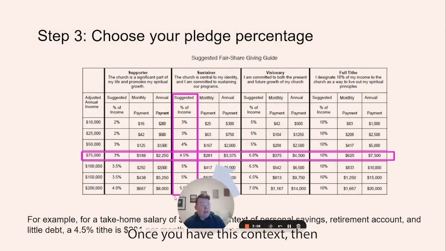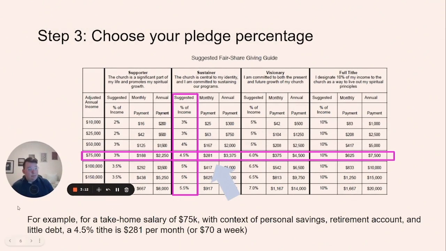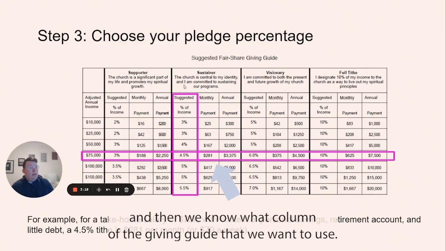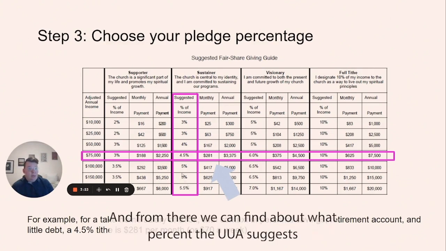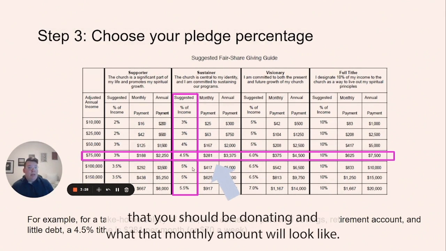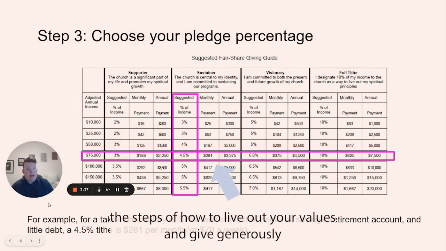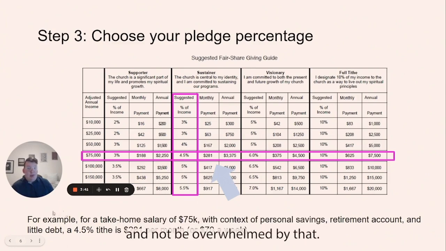Once you have this context, then you can go back to the Giving Guide. So now we know our adjusted annual income, and then we know what column of the Giving Guide that we want to use. And from there, we can find about what percent the UUA suggests that you should be donating and what that monthly amount will look like. So I hope that you found this mini tutorial helpful in breaking down the steps of how to live out your values and give generously and not be overwhelmed by the math.